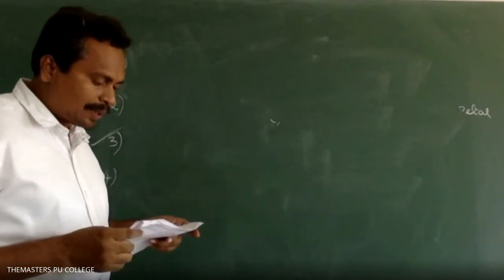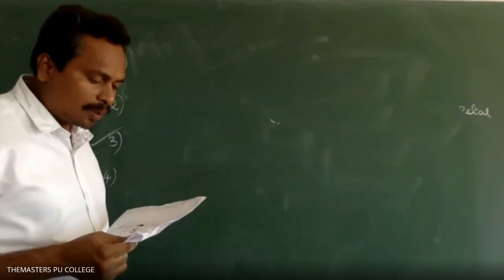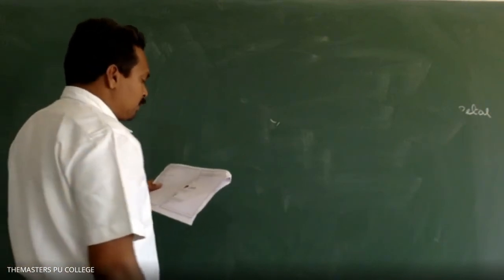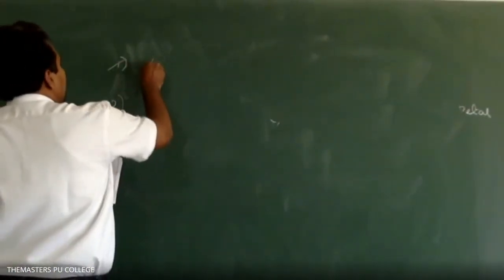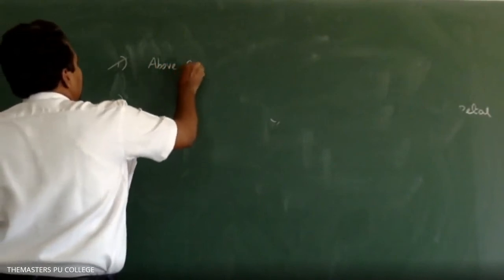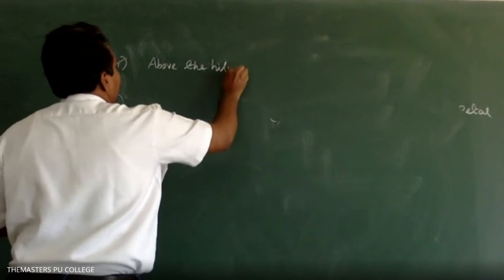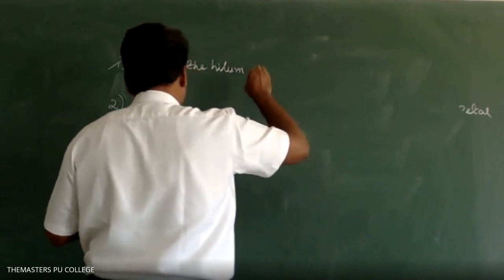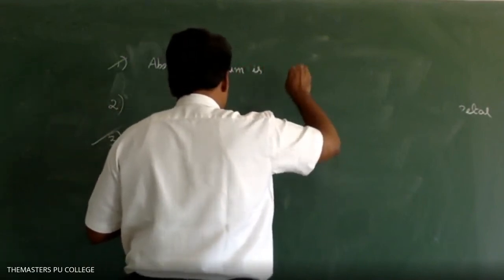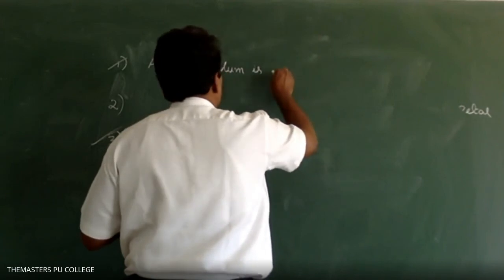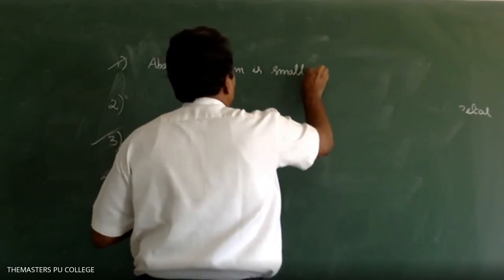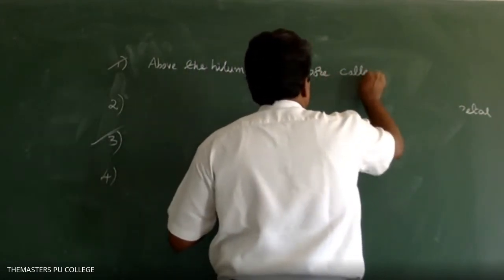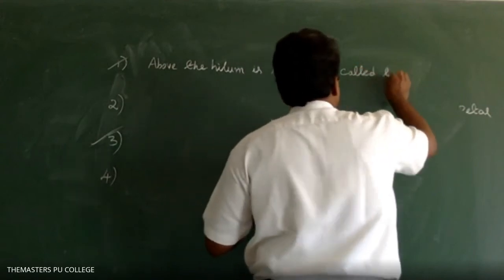Next. Identify the incorrect statement about dicotyledonous seed. What are the given options? Option 1 is: above the hilum is a small pore called the micropyle.